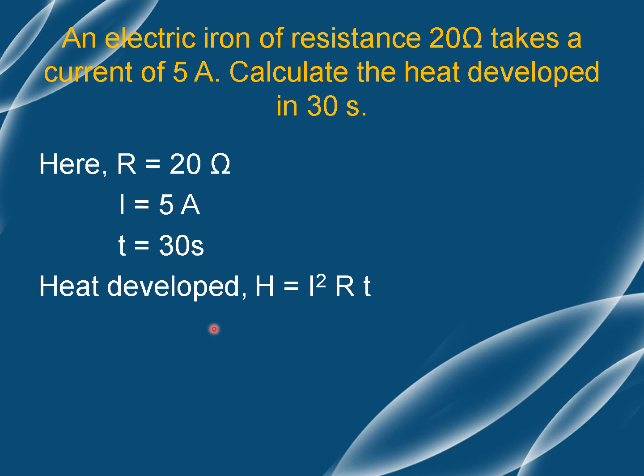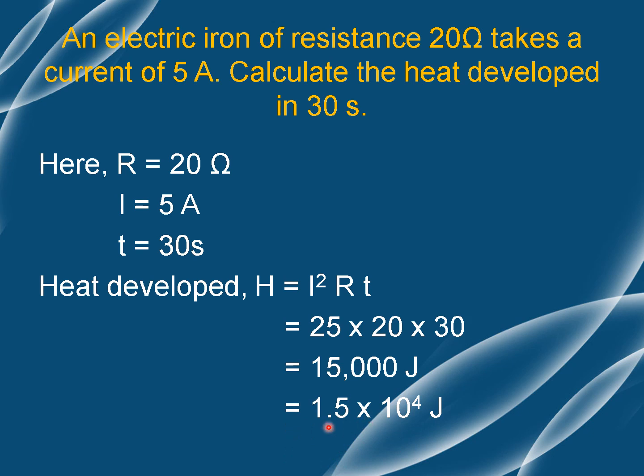Now, heat developed. We have H is equal to I square R t. Substituting the values, we have 5 square, that is 25. So 25 times 20 times 30, that is equal to 15,000 joules, which can be written as 1.5 times 10 raised to 4 joules.